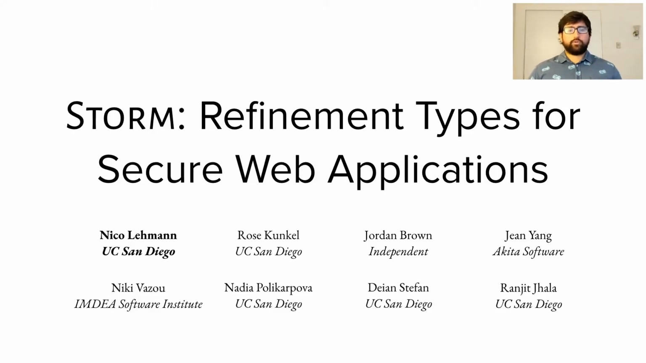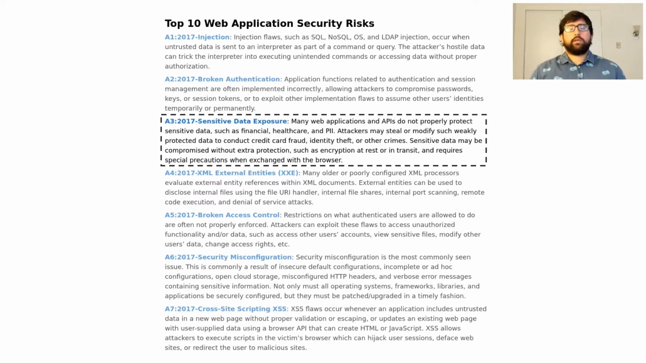In this video, I'm going to present Storm, a new web framework that ensures the absence of information leaks automatically and at compile time. Information leaks have been for almost a decade among the top 10 security risks published by the Open Web Application Security Project. We argue that this will continue to be the case unless we change the way we build web applications.